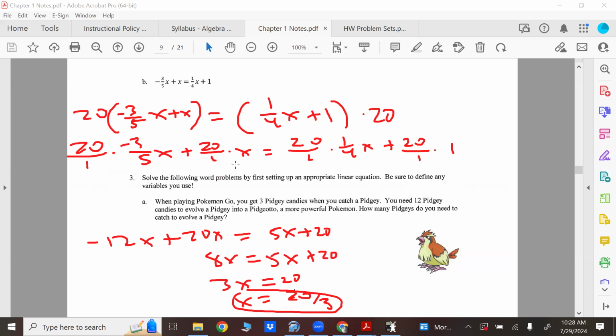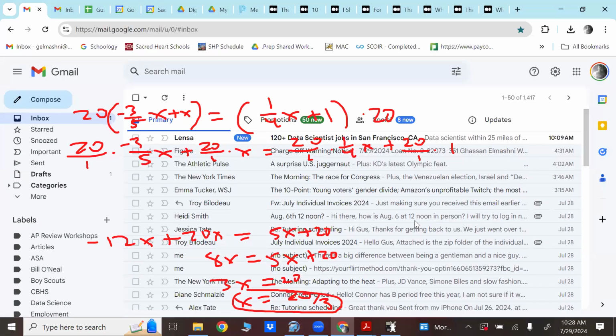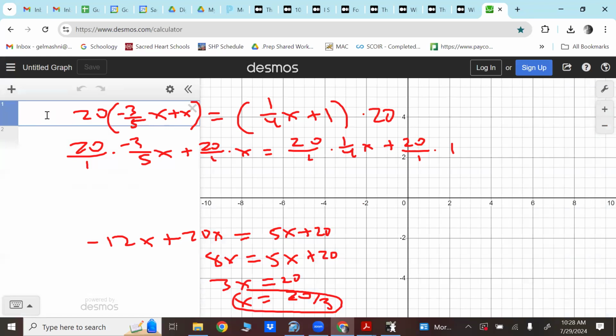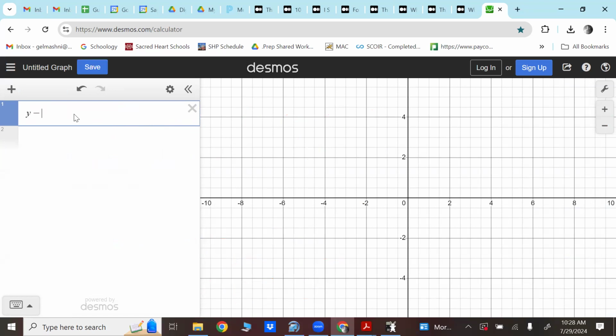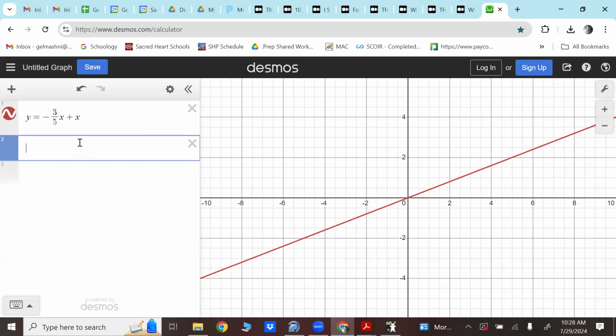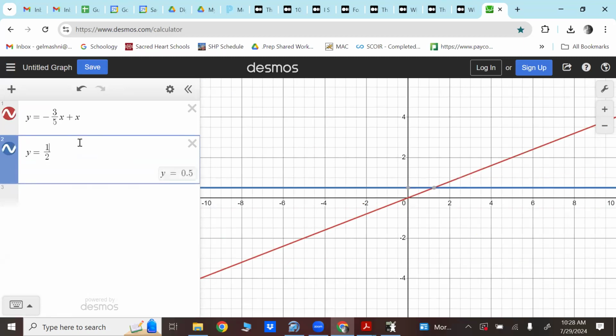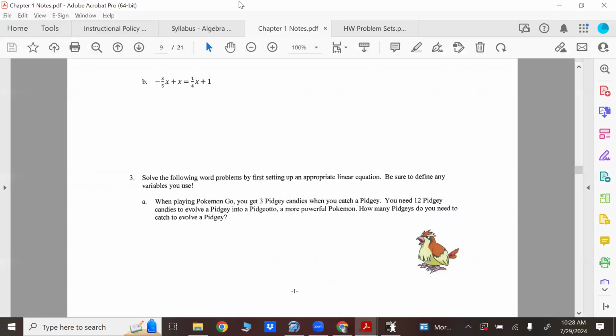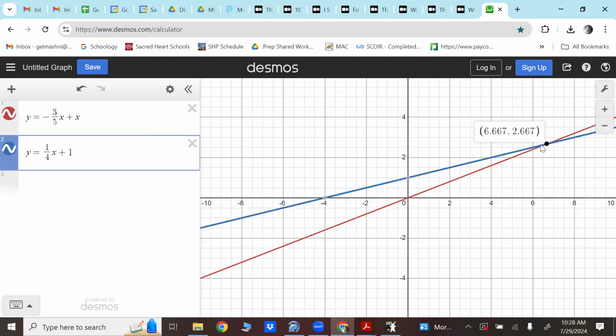Anyhow, one other thing you could do for this: you go to Desmos, especially for those who are doing SAT, and you graph both the left side and the right side. Did I do that correctly? Yeah, and you see where they touch, and that is 20/3.